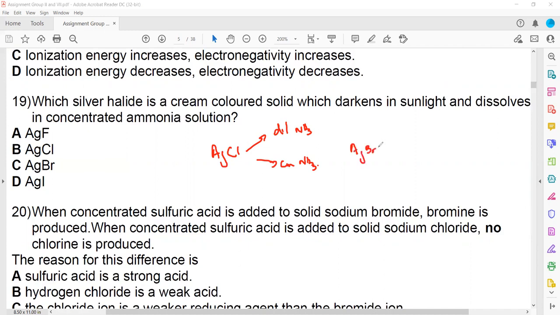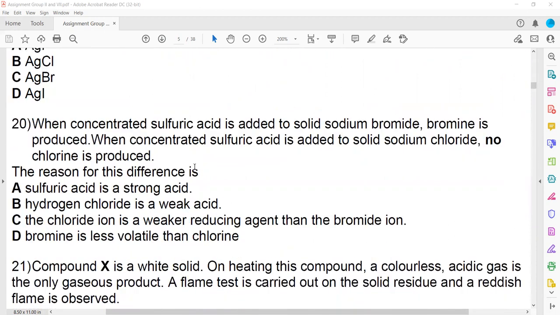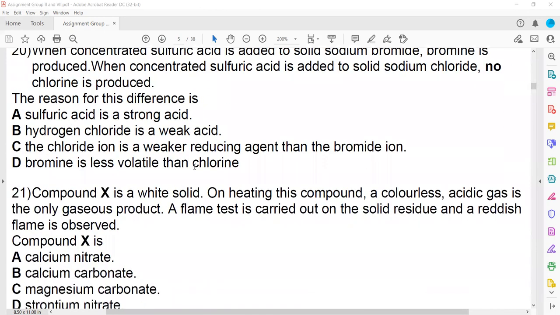And if it is AgBr, with dilute ammonia solution it won't dissolve, but in concentrated ammonia it will dissolve. And silver iodide, whether dilute or concentrated ammonia, is insoluble and does not dissolve. So they give you the hint: dissolves in concentrated solution and is a cream colored precipitate. So that's why C is the right answer. Again, this is related to memorization. You have to learn these colors as well as the products.